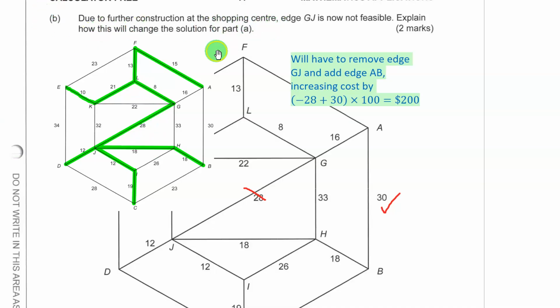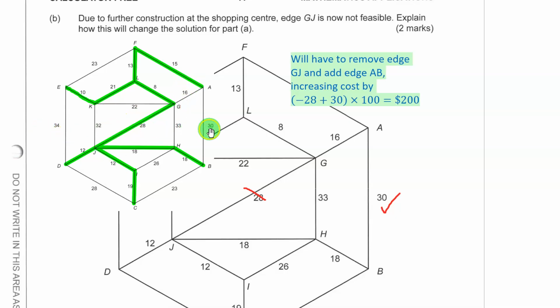Now they've told us that edge GJ is not feasible. How will this change our answer to part A? So here's a little copy of what we did in part A, and they're telling us that the edge from G to J, the 28, is not possible. How will that change our solution? So obviously we can't use the 28, but if you remember, we'd got this top half, sort of the 1, 2, 3, 4, 5 edges done before we came down here.